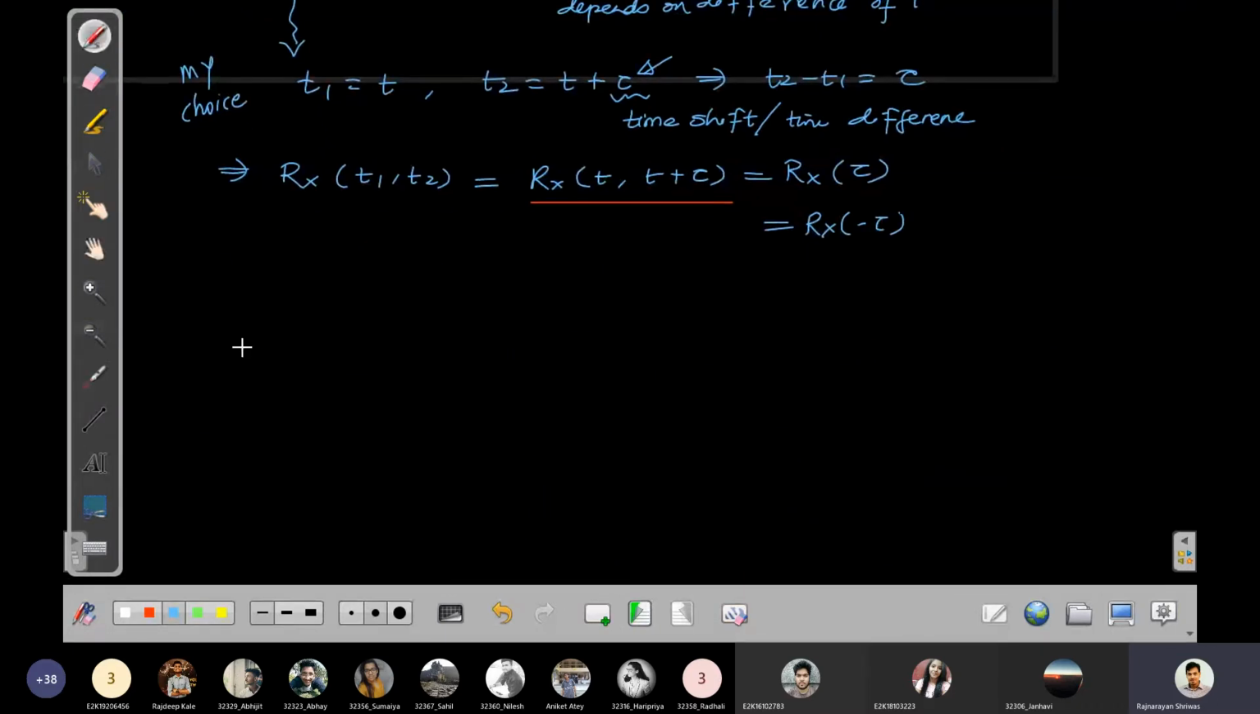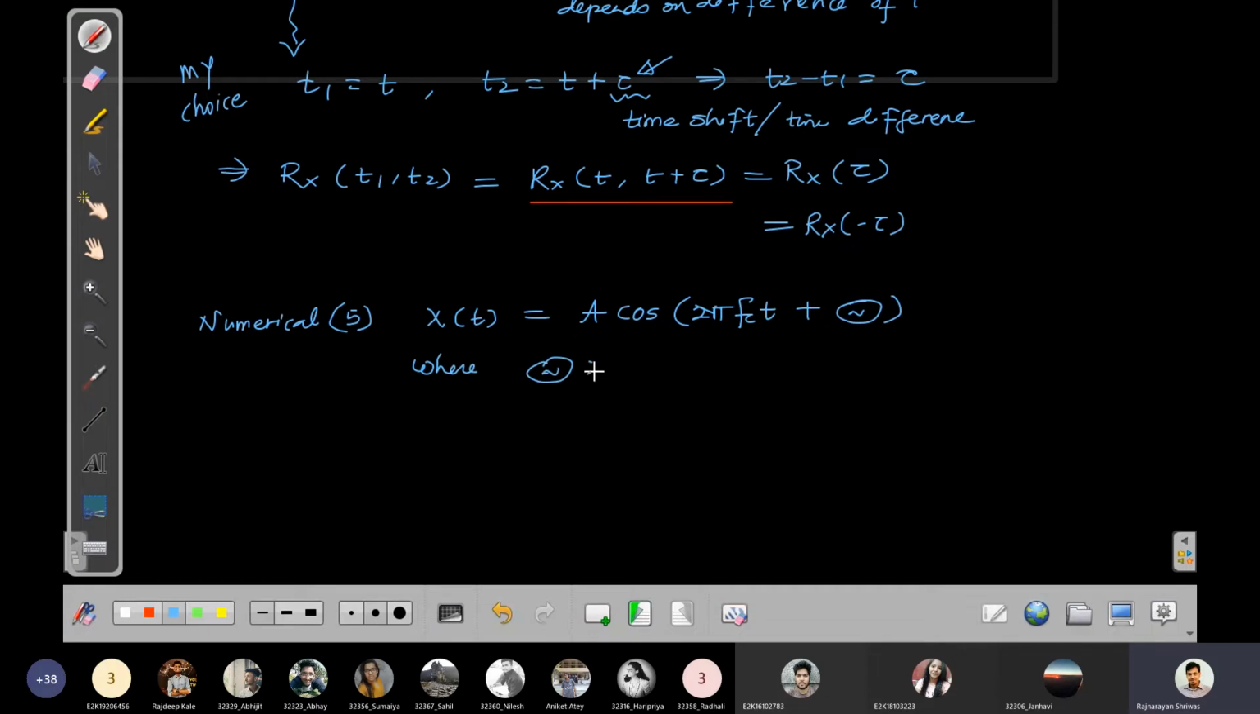If you see that example, numerical 5, which I have taken in the numerical video, there X(t) was A cos(2 pi f_c t plus theta), where theta is a uniform random variable over some range, suppose minus pi to pi.